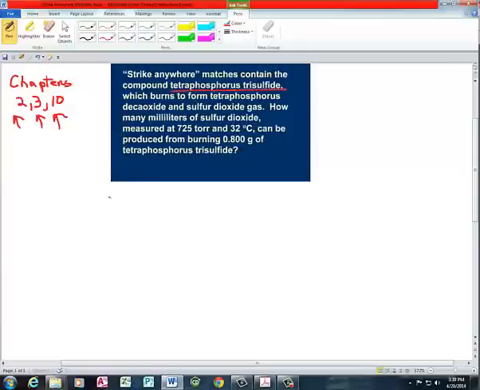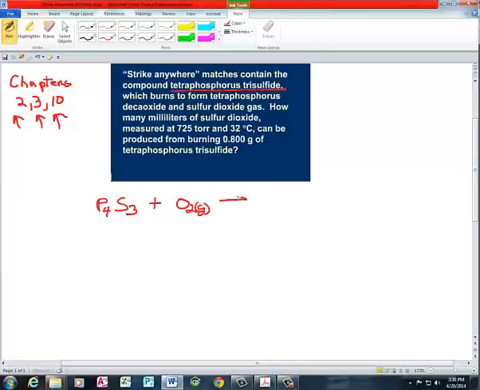Tetraphosphorus trisulfide has the chemical formula: phosphorus is P, tetra is the prefix for 4, and sulfur has the symbol S. Trisulfide, we know it's binary because it has an IDE ending, and there are 3 sulfurs because it has tri as a prefix. It burns, and if we know that it burns, we know it's a combustion reaction, and if it's a combustion reaction, we know that O2 gas is one of the reactants.